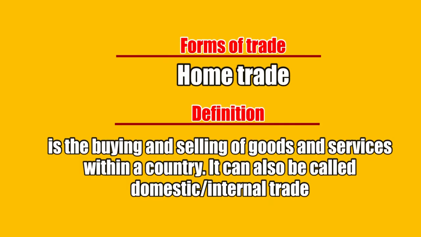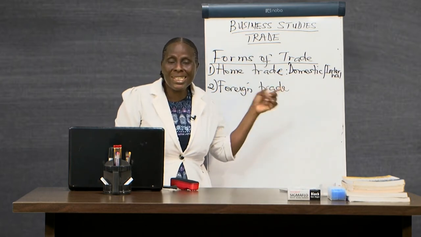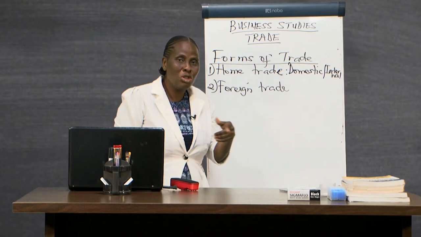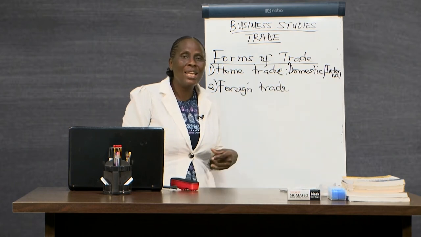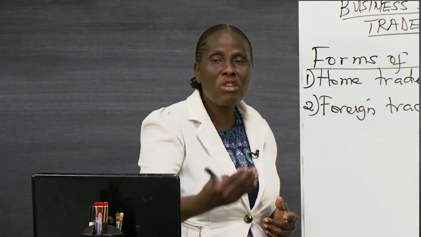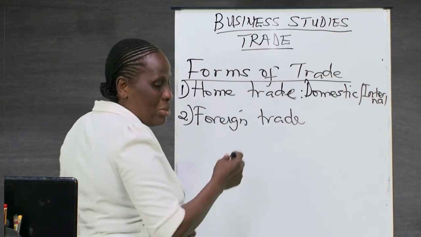Home trade, once again, is the buying and selling of goods and services within a country. Home trade can also be called domestic or internal trade. You can remember when you were in primary school, your teachers must have taught you domestic animals. Domestic animals mean animals that live within your house, around you, within your environment. So that's the same meaning that we can give to domestic trade, because it takes place within our country. And it is internal because it is not crossing the border of a particular country to another country. So that's the meaning of home trade. Home trade can be subdivided.